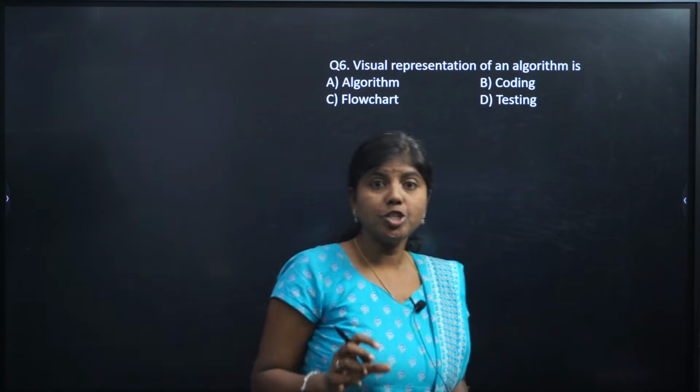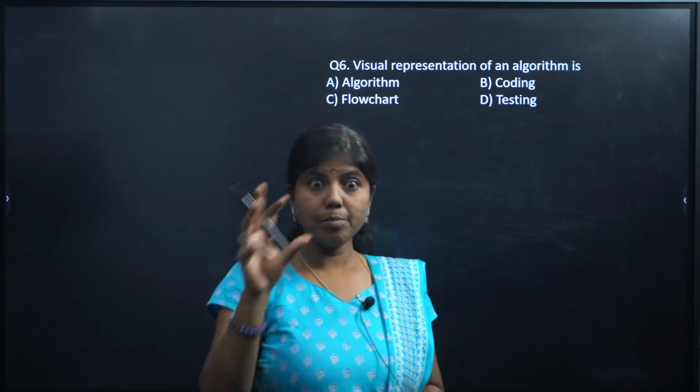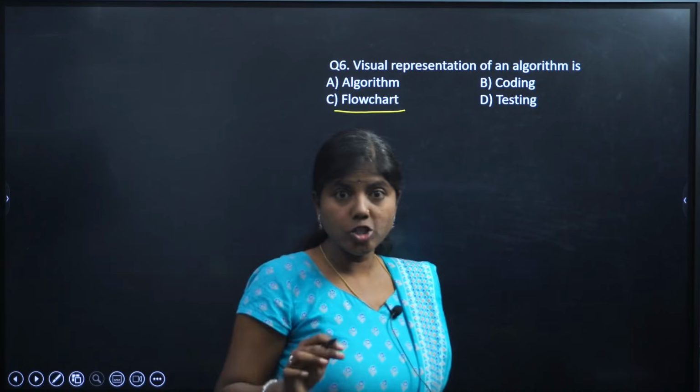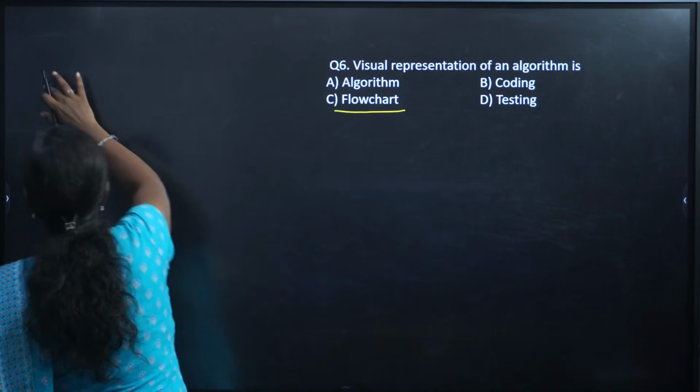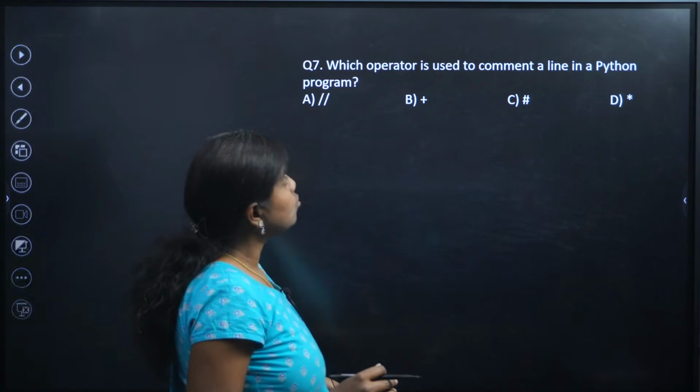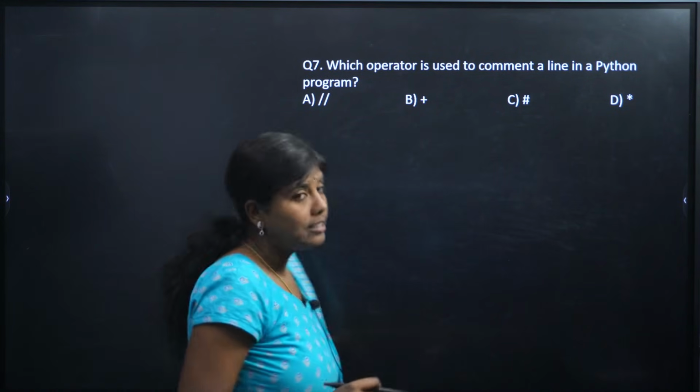Visual representation of an algorithm is. Visual representation of an algorithm is called a flowchart. Okay, the next question is, which operator is used to comment a line in a Python program?